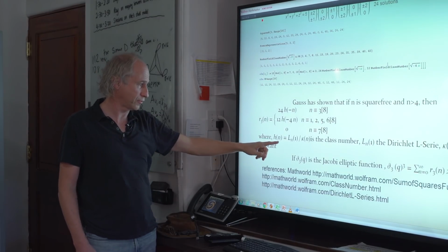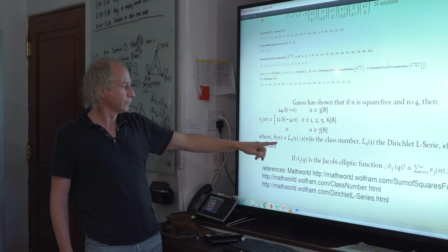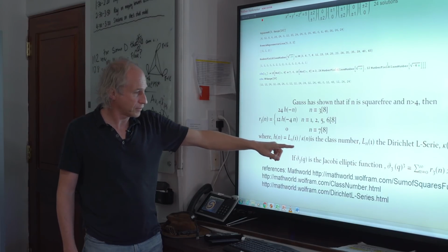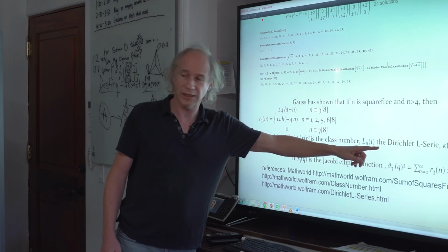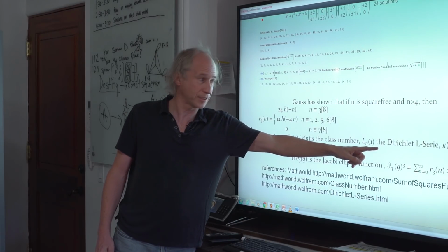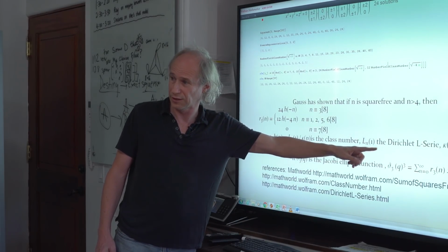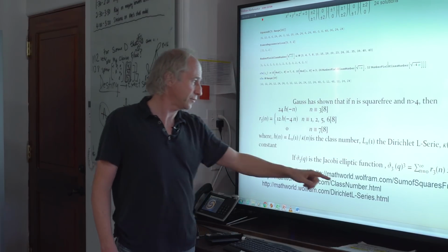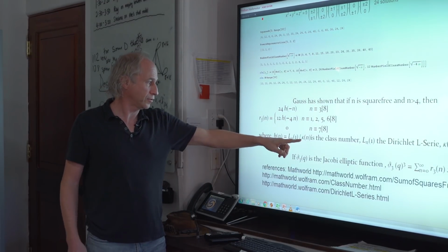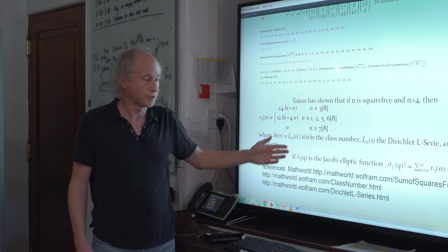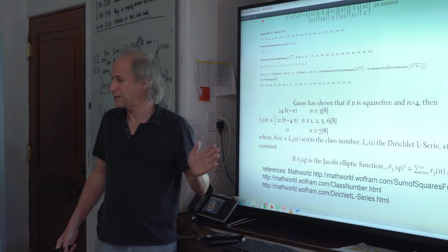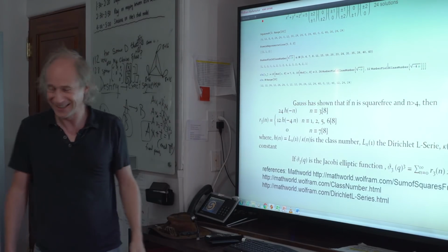And then, what is the h of n, which is, in fact, the class number, the field class number? It's a function of number theory, which is defined from this function L of n at 1, which is a Dirichlet L-series related to the zeta function. So this is a Dirichlet L-series, and kappa of n is a Dirichlet structure constant. So our dear Dirichlet is here again.